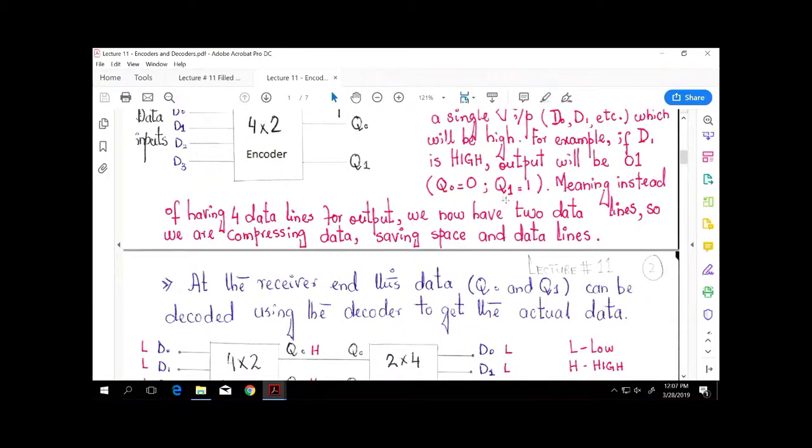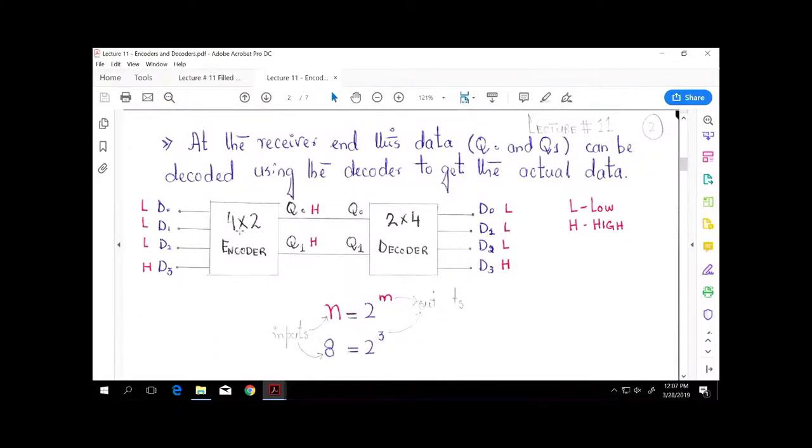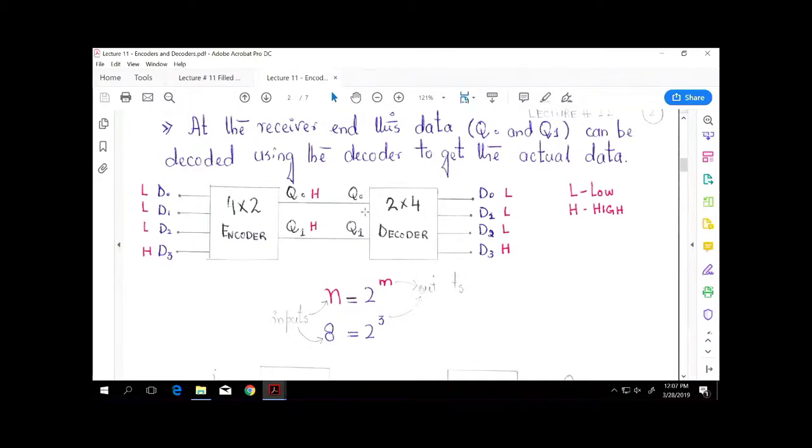So instead of having 4 data lines, we now have 2 data lines. We are compressing the data, saving space and data lines. At the receiver end, this data Q0 and Q1 can be decoded using a decoder to get the actual data. We are not going to learn about decoders, but a decoder is actually the opposite of the encoder. We can take the output of the encoder, feed it into the decoder, and get the original data.